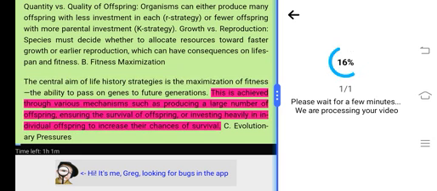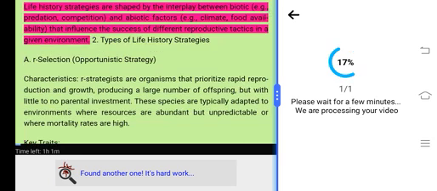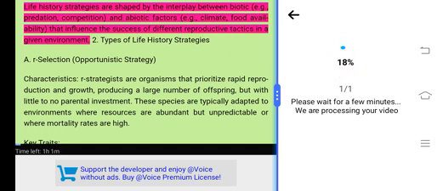This is achieved through various mechanisms such as producing a large number of offspring, ensuring the survival of offspring, or investing heavily in individual offspring to increase their chances of survival. C. Evolutionary pressures. Life history strategies are shaped by the interplay between biotic factors, e.g., predation and competition, and abiotic factors, e.g., climate and food availability, that influence the success of different reproductive tactics in a given environment.